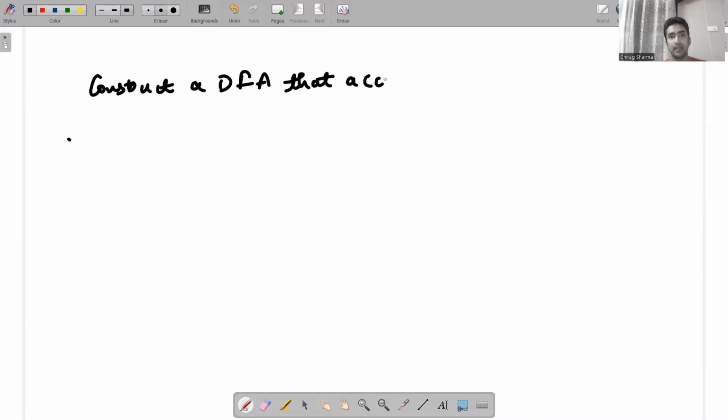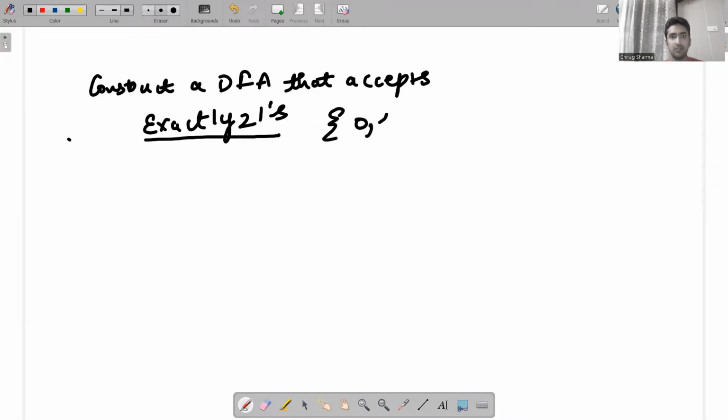that accepts exactly two ones. This is a problem, and we have two input symbols, 0 and 1, to process with. So how are we going to solve it?